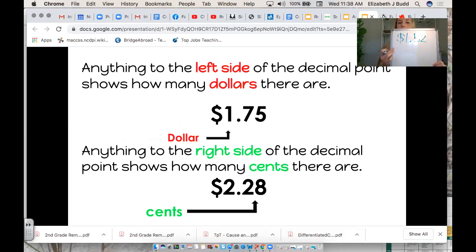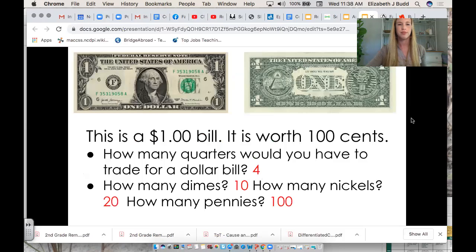So, looking at our example on the screen, the dollar amount comes before the decimal. The cents amount comes after the decimal every single time. So this is a dollar bill, and it's worth 100 cents, as you guys know. And the 100 cents, it's as if you had 100 pennies in front of you. That is the exact same as one of these dollar bills.